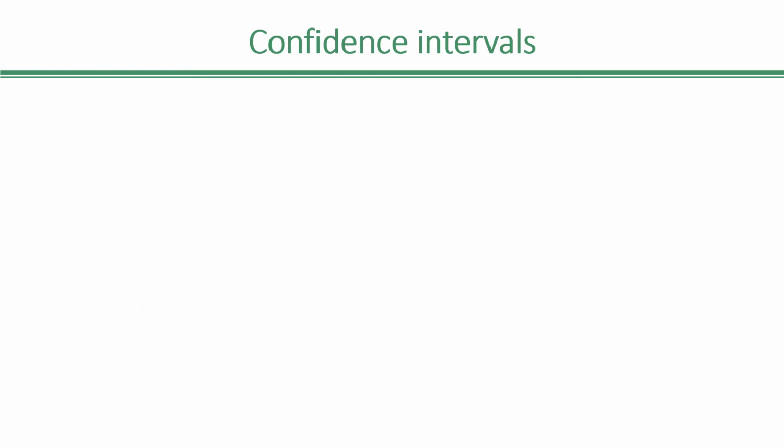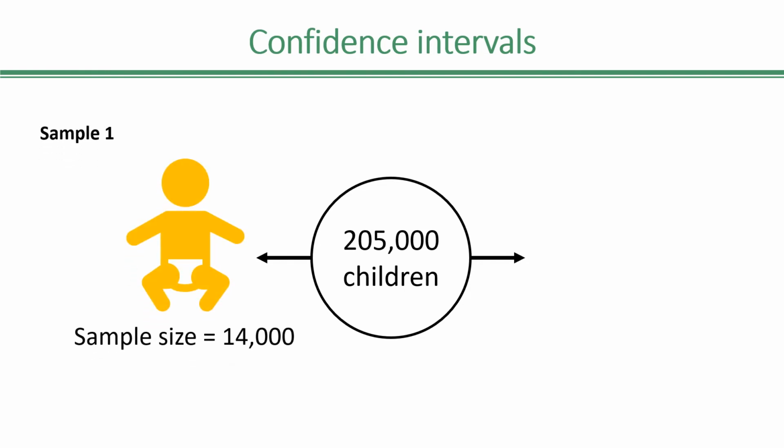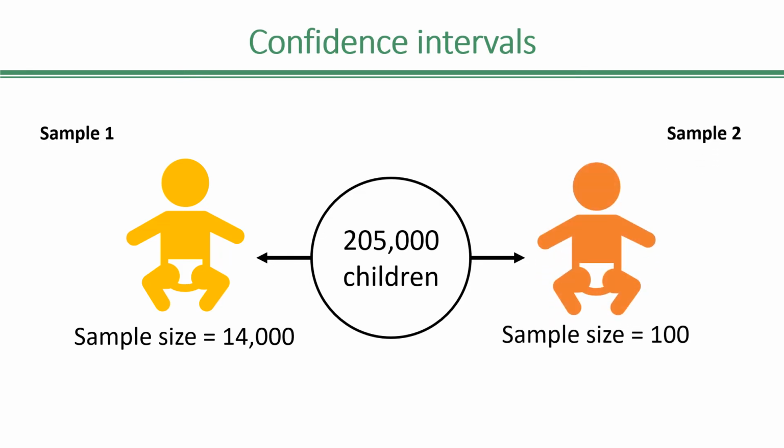For example, Maria is now in Cox's Bazar, Bangladesh, and also wants to find out the prevalence of wasted children. There were 205,000 children 6 to 59 months in Cox's Bazar. Maria takes 2 samples. In the first sample, she selects 14,000 children. In the second sample, she only selects 100 children out of the population of 205,000 children.